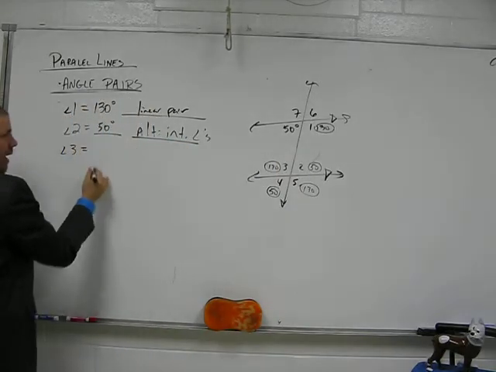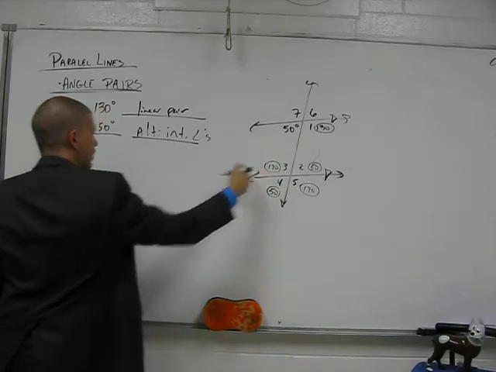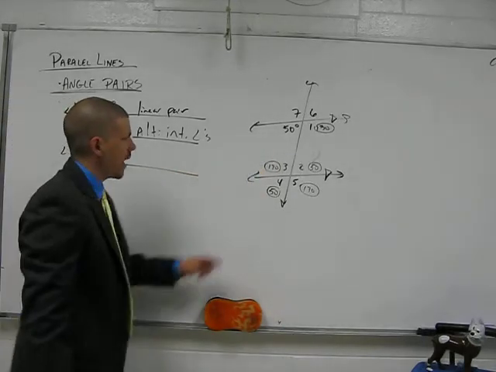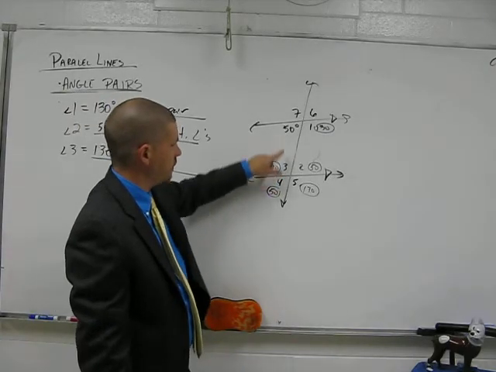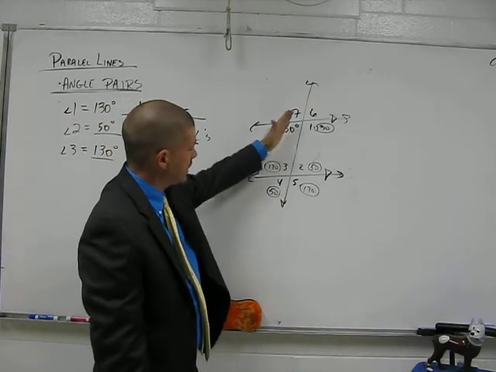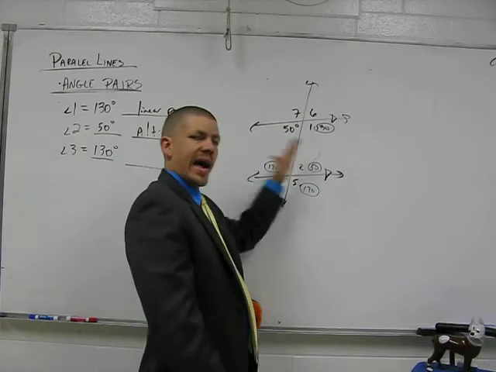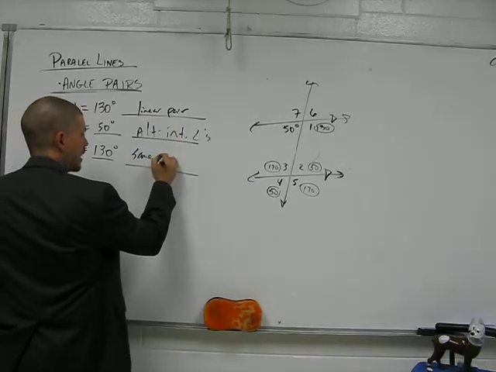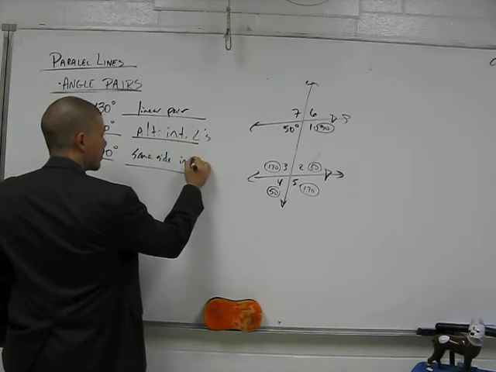Alright, angle 3. Angle 3, let's see, that's going to be 130 degrees, right? But why? Why does this have to be 130 if this is 50? Well, it's because they are both on the same side of this transversal. So same side interior angles are supplementary.